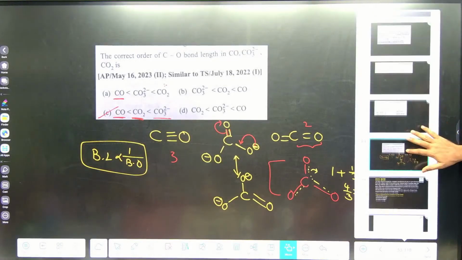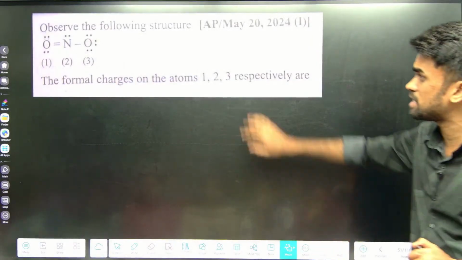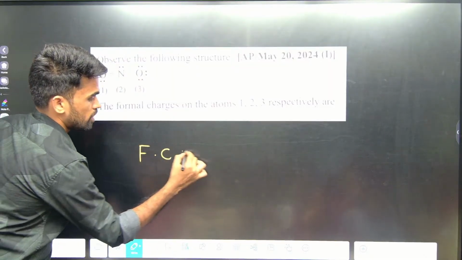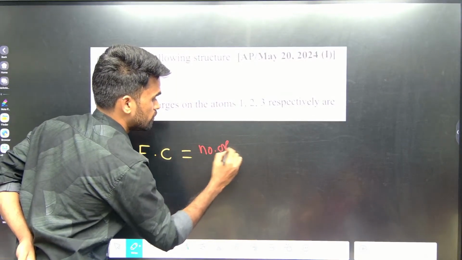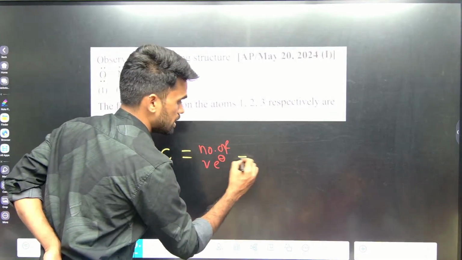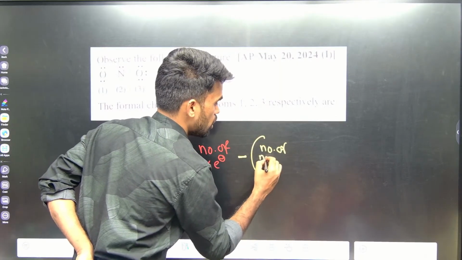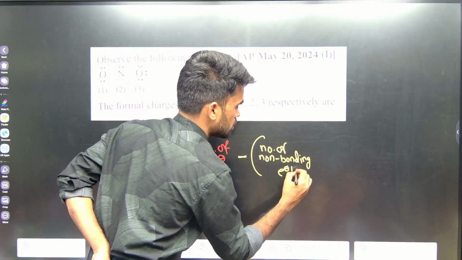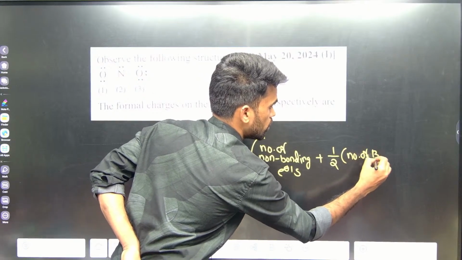Okay, next one. There is something called formal charge. What is that? Formal charge means: take the number of valence electrons minus the number of non-bonding electrons plus half into the number of bonding electrons.